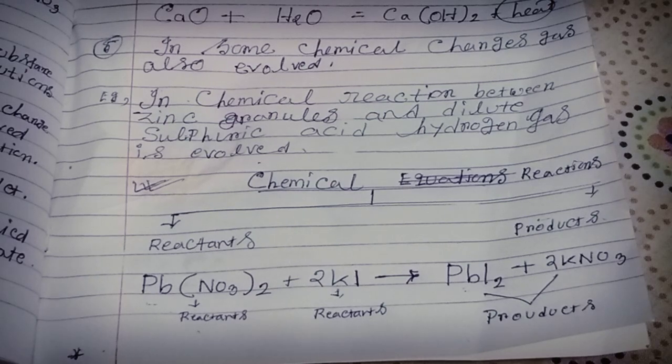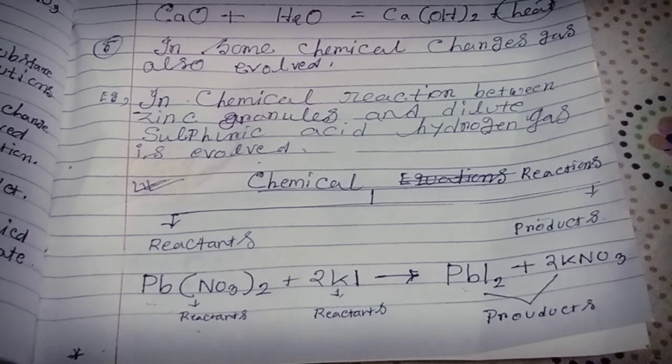Next, reactants. What are reactants? In a chemical reaction, when one or more than one substance is involved in the chemical reaction, they are called reactants. And what are products? In a chemical equation, when one or more than one substance is formed, they are called products.